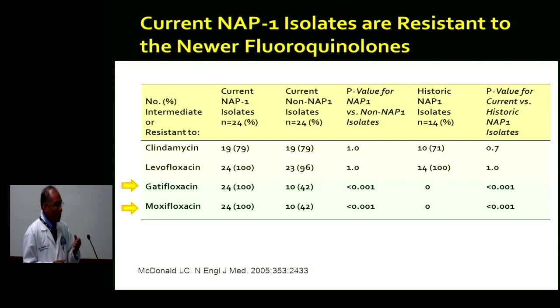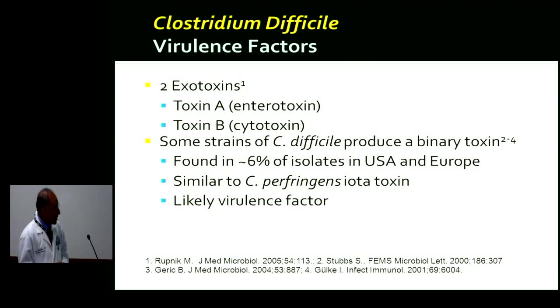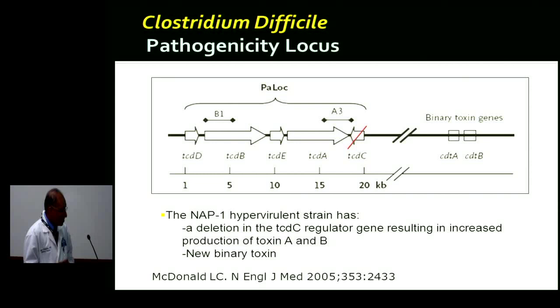There are two toxins that actually act in causing the inflammation. You're familiar with both toxin A and B. The NAP1 strains also have a binary toxin that's very similar to the Clostridium perfringens toxin, but the actual virulence of this is still being examined. This is the pathogenicity locus, and these are the genes that lead to the production of the toxin.